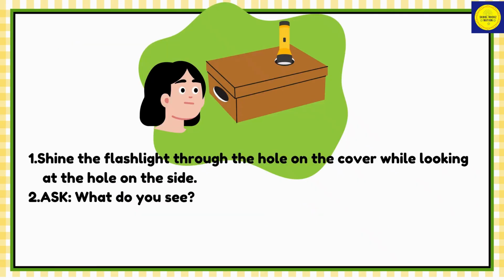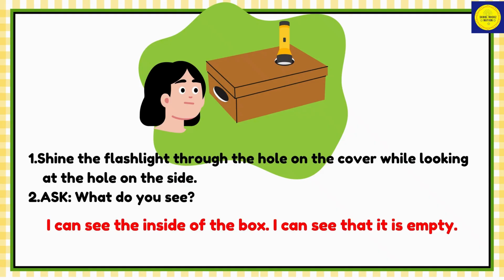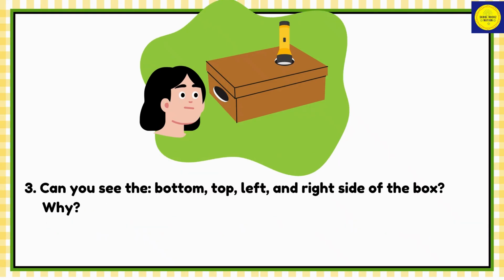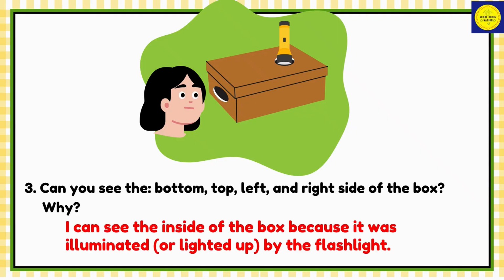Shine the flashlight through the hole on the cover while looking at the hole on the side. What do you see? I can see the inside of the box. I can see that it is empty. Can you see the bottom, top, left, and right side of the box? Why? I can see the inside of the box because it was illuminated or lighted up by the flashlight.